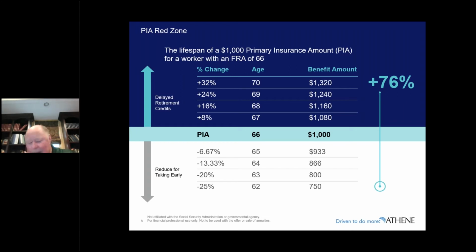So if I met you and you were 62 and you were born in 1954 or prior, and you asked me what to do, the first thing I would say is, do you know that if you don't take benefits at 62, you don't take benefits at FRA, and you wait all the way till 70, then under current formulas, you're guaranteed to get at least 76% more. It cannot be less, but it could be more.